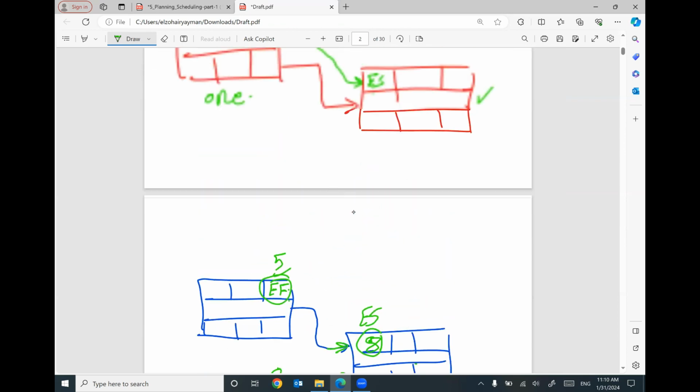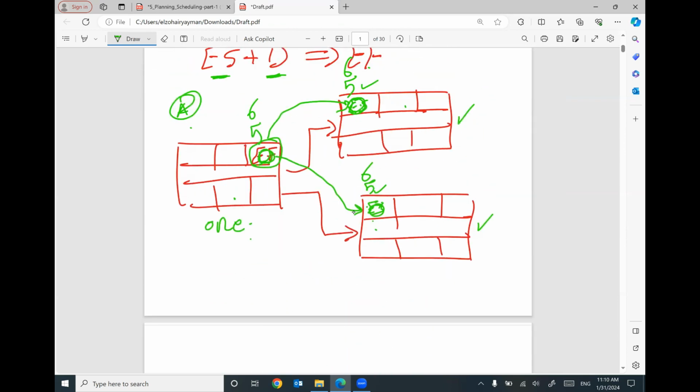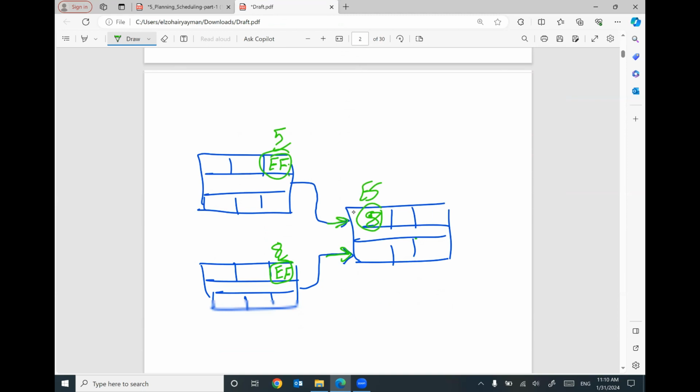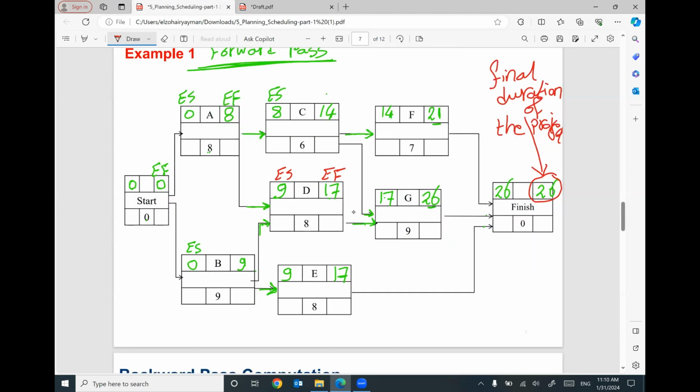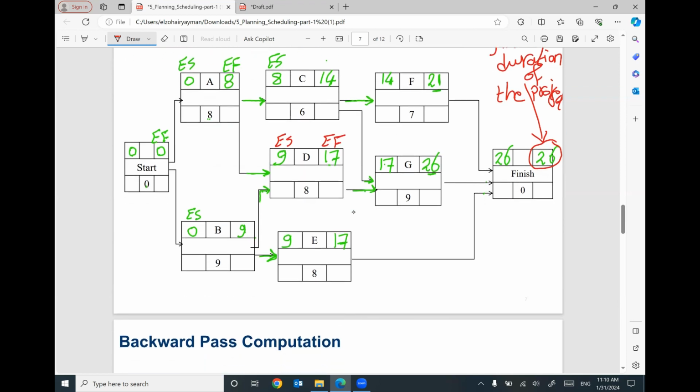Be careful about this case. If we have one activity with one number here, early finish, this number will be used for both of them. If we have two activities coming into this activity, two arrows, so we have early finish and another early finish, which one am I going to use? The biggest number. That makes sense? This is if you would like to move forward.